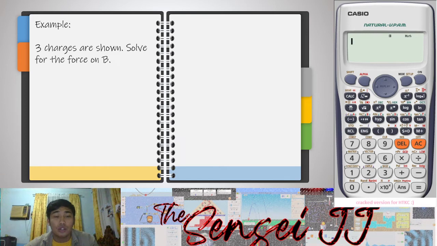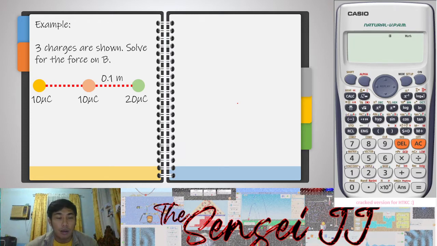Three charges are shown. Solve for the force on B. Okay, so what is it? We have here three charges connected to each other: 10 microcoulomb, another 10 microcoulomb, and 20 microcoulomb, apart from each other by 0.1 meter. So we have charge A, charge B, and charge C. We will be solving for the force on B.